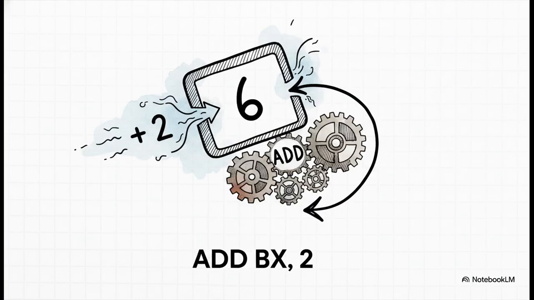Next up, you've got your simple math, add and sub. And yeah, they do exactly what they sound like. If you say add BX, 2, the CPU takes whatever number is sitting in the BX register, adds 2 to it, and then puts the new result right back into BX, overwriting what was there before. It's that simple and direct.